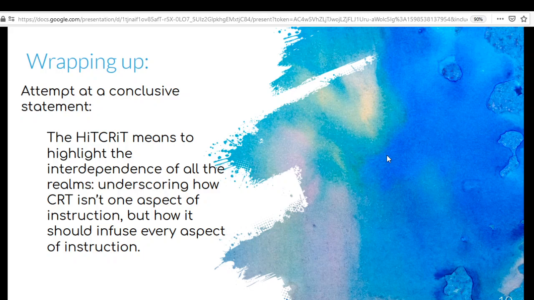So to wrap up, again, you're going to read this article, and I hope that you're going to enjoy it and find it pretty accessible. It's pretty brief for an academic article. But the point of the HIT-CRIT is to highlight the interdependence of all the realms, underscoring how culturally responsive teaching isn't one aspect of instruction, but should infuse every aspect of instruction, and should help them come together and coalesce in a way that makes the experiences more effective for our students. Because again, for me, it always comes back to that.